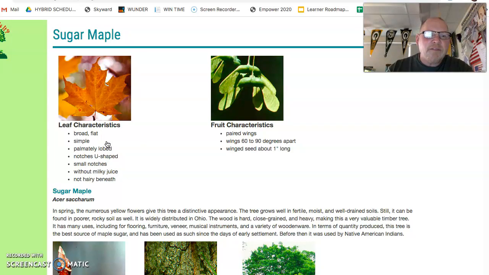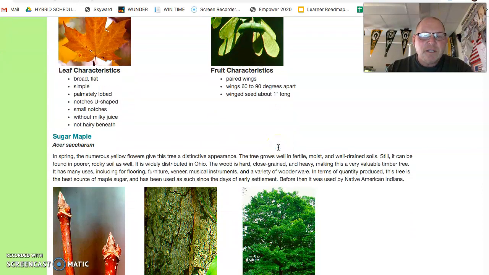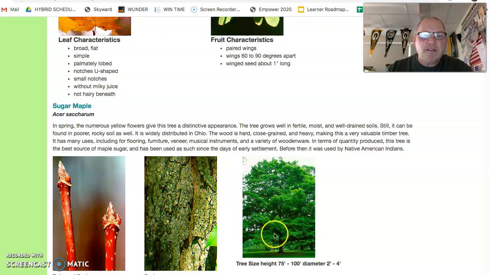And our leaf keys out as a sugar maple. Okay, which is a broadleaf, simple leaf, palmately lobed, with small notches, without milky juice, not hairy beneath. And the helicopters, or the fruit, is a paired wing. This shows us what the bark would look like, what the tree size would be like, what the canopy would look like, and what new growth would be like.